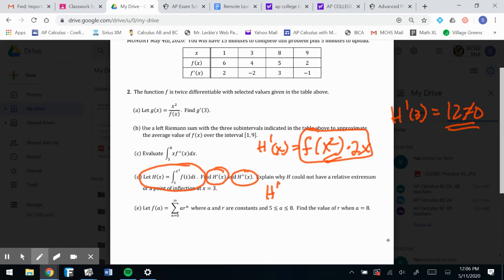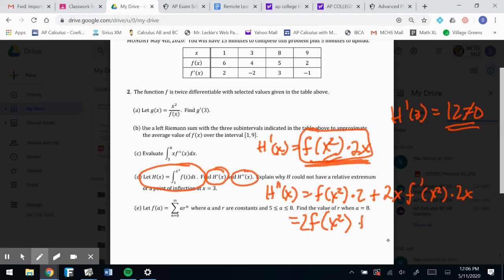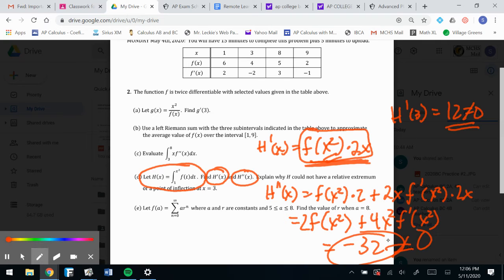Okay, but they also asked me to find h double prime of x, which is a product rule, right? Which would be the first guy times the derivative of the second guy plus the second guy times the derivative of the first guy, which is a chain in itself. All right, and then if I simplify that, I get 2 f of x squared plus 4x squared times f prime of x squared. And if you do all that correctly, you get negative 32. Now, something that I want to note, that's not equal to 0, so that cannot be a point of inflection.